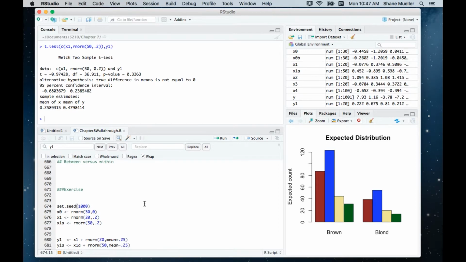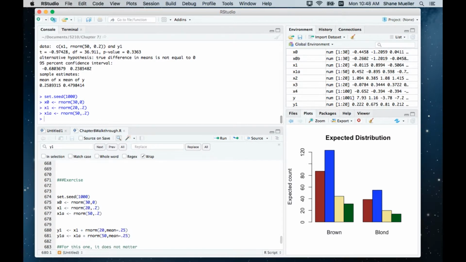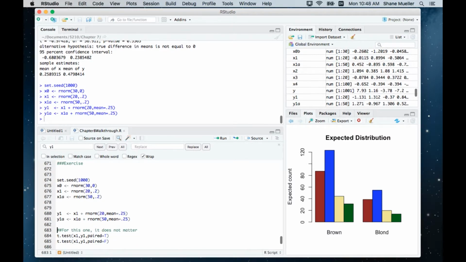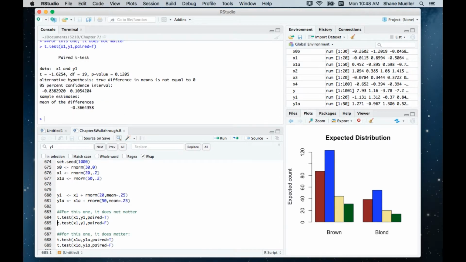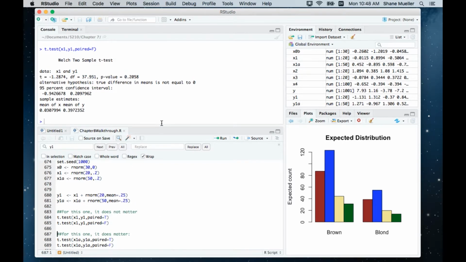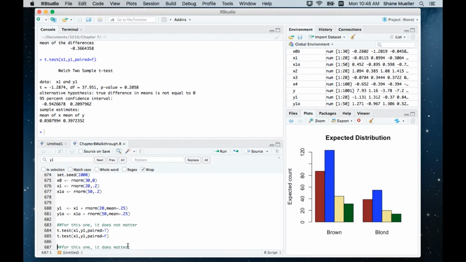What about the differences between and within tests? So here's three random sets of data, and I'll call y1 and ya sort of linked to x1 and xa. And if I do, for the smaller data set with just 20, if I do a paired t-test, you see that this is not significant. And if I do an unpaired t-test, it's even less significant. So I'm less likely to find the effect, even though it was true.